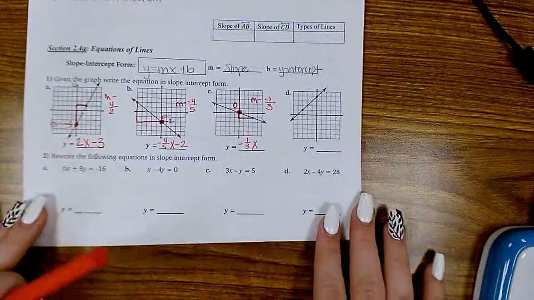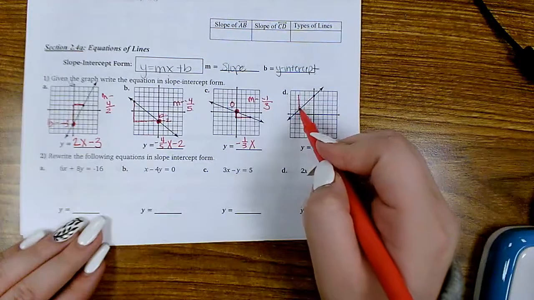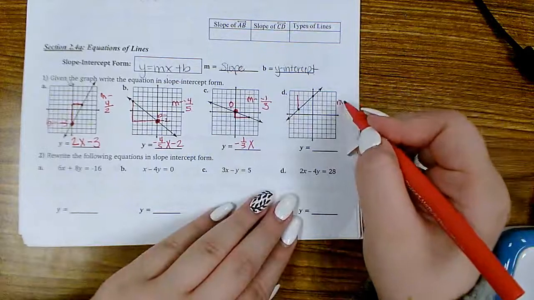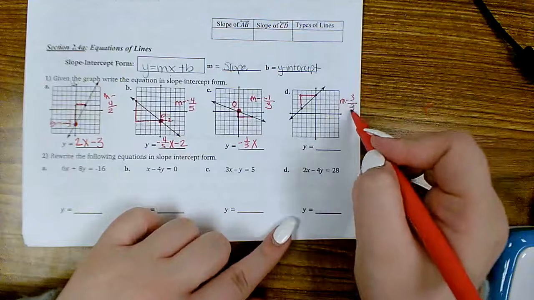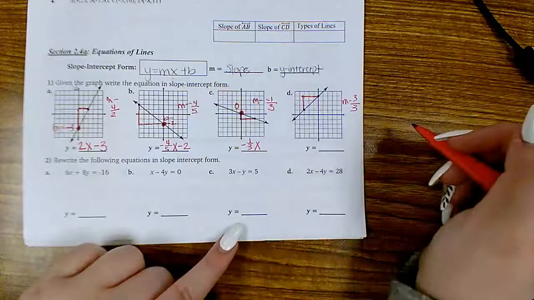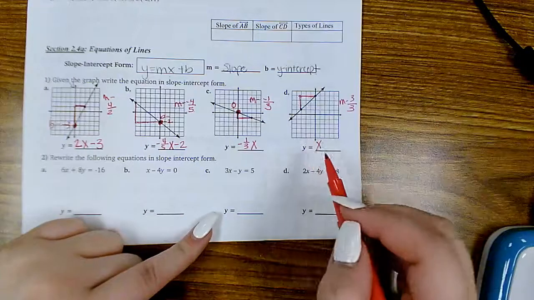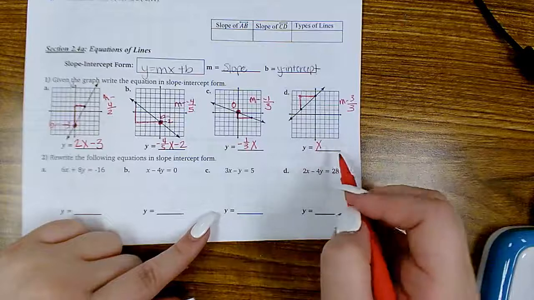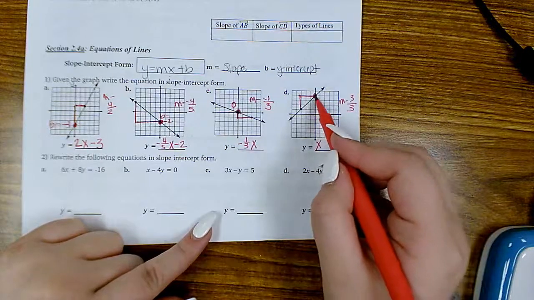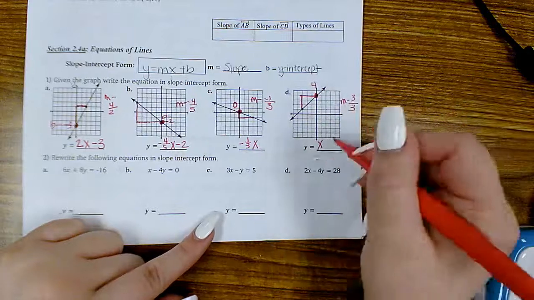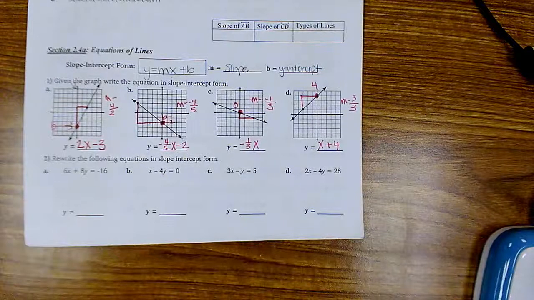Okay, so then we'll go on to d. So our slope is rise. So we go up 1, 2, 3. And our run is also 3. So 3 over 3 is just 1. So we just have x. You don't need to put a 1 in front for your slope, so you can just have x. And then our intercept is right here at +4. So it's x plus 4 for this equation. So y equals x plus 4.